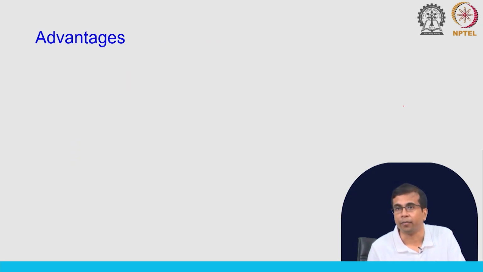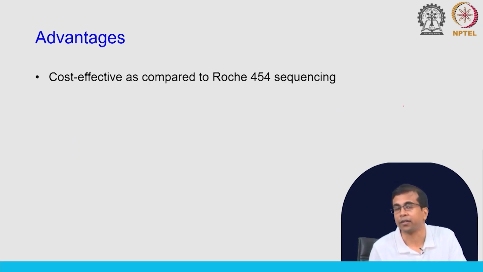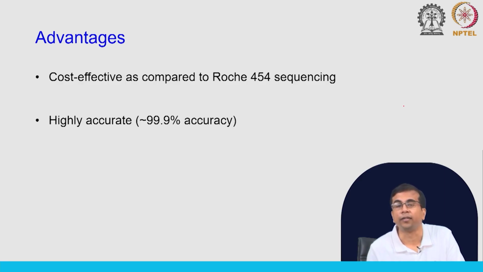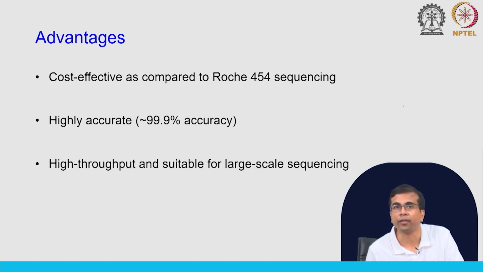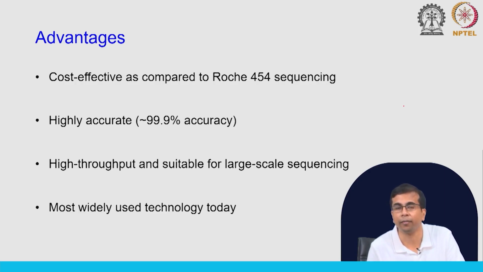The advantages of the Illumina sequencing platform: it is cost effective as compared to Roche 454, and this has actually been the reason for the success of Illumina. It is also very accurate, even higher than 454, because it has addressed the error in the homopolymeric stretch as you have discussed. You get about 99.9% accuracy, and really high throughput. We have seen the numbers, and this is suitable for large scale sequencing and very cost effective, and that is what made it the most widely used technology today, because of all these points together.